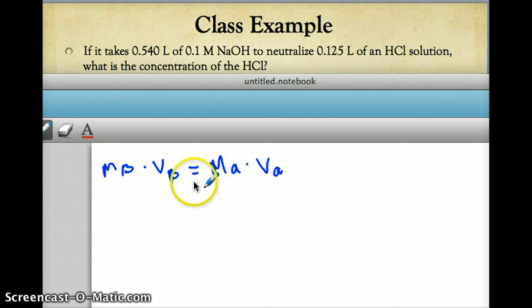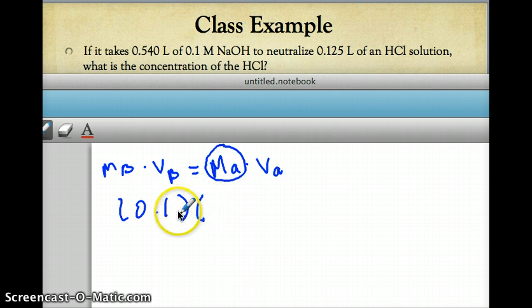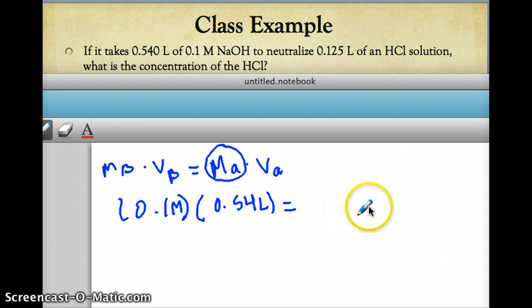We do not know the concentration of acid, so we're solving for this. Do we know the concentration of base? Yes, the concentration of base is 0.1. So you're going to put 0.1 M and multiply that by the volume of the base, which is 0.54 liters. And that's going to equal the concentration of acid times the volume of the acid, which is 0.125.